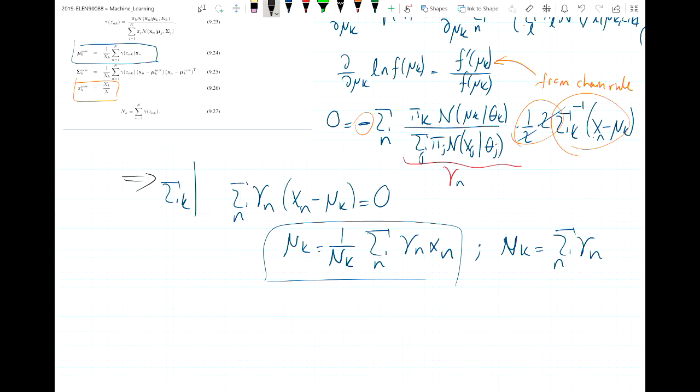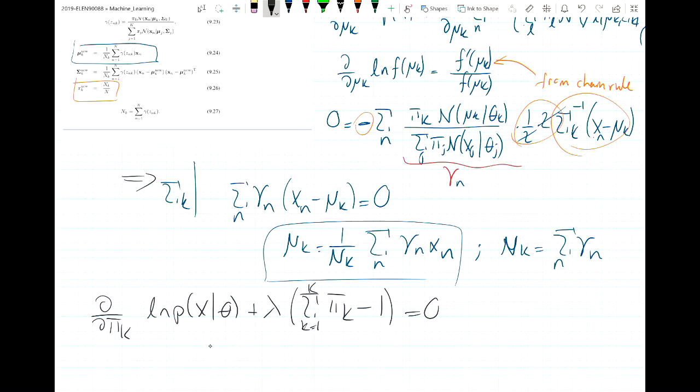So we can just write it as ln p of x given theta plus lambda times the sum of k equals 1 to capital K of pi k minus 1, because the constraint is that it is a probability vector, so the values need to add up to 1. So when you take the derivative of this with respect to pi k and set it equal to 0, then it turns out you end up with, again, similar to, let me see.